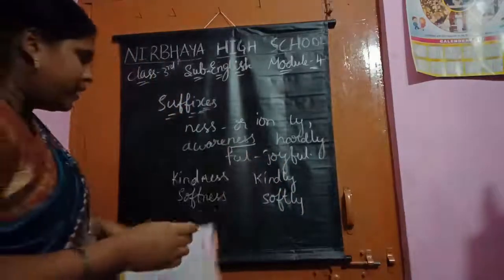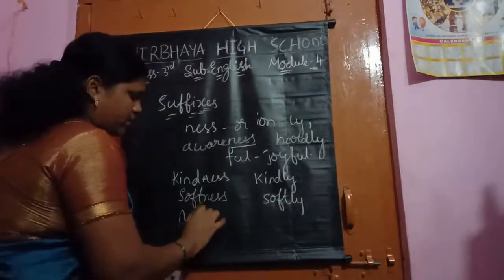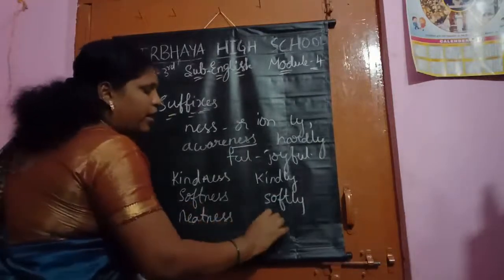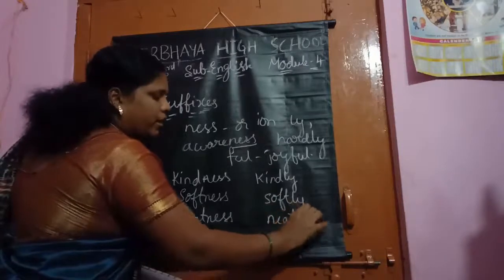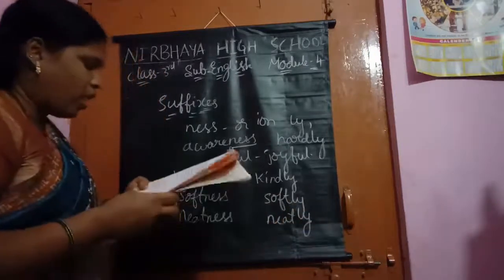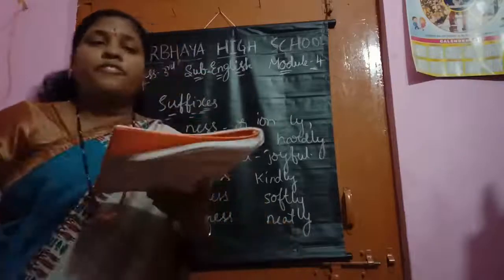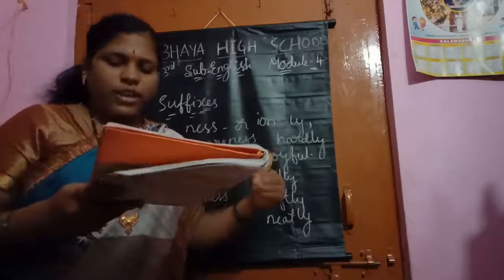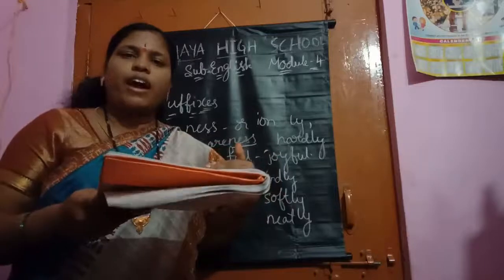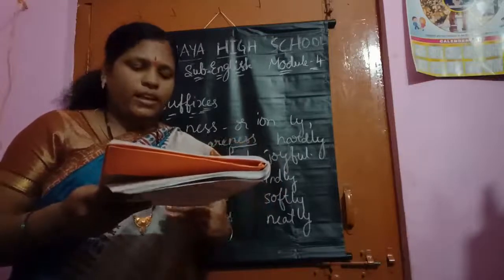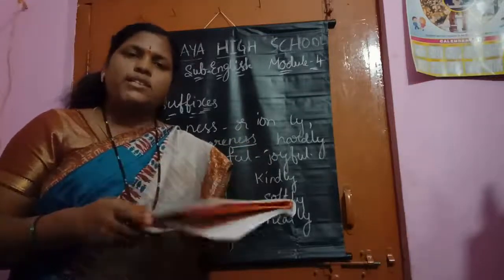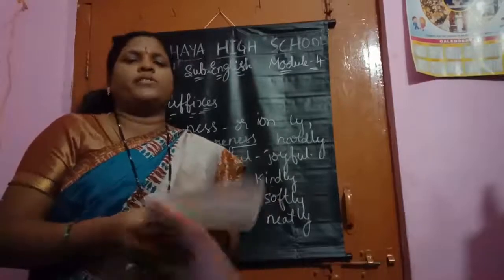Yes, neatness. Neatly. I have done 3. You have to do the remaining 3. Yes, fresh, freshness, freshly. Clever, cleverness, cleverly. Honest, honestness, honestly. Yes, children, now going to 2.2.